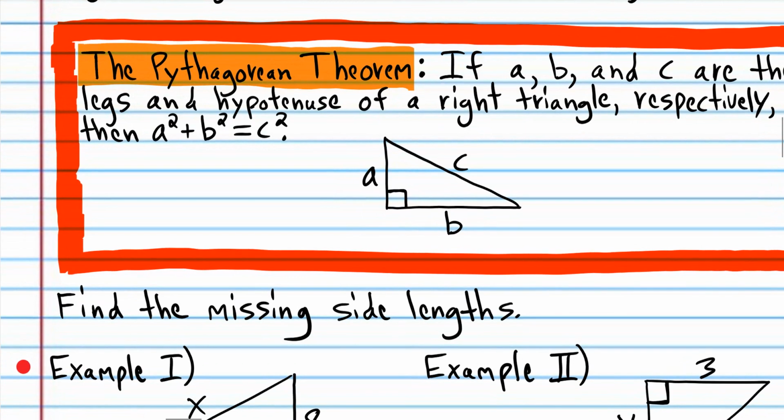If you have a right triangle and, as we've mentioned, these side lengths are a and b, and we call those sides the legs of the right triangle, and this side we call the hypotenuse. The Pythagorean theorem tells us that the sum of the squares of the side lengths of the legs of the triangle is equal to the square of the length of the hypotenuse.